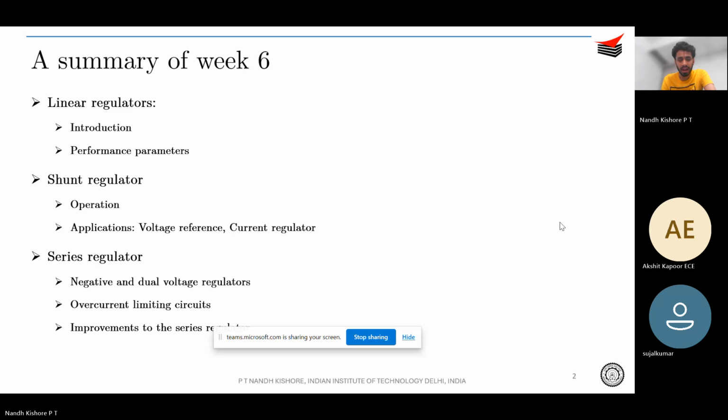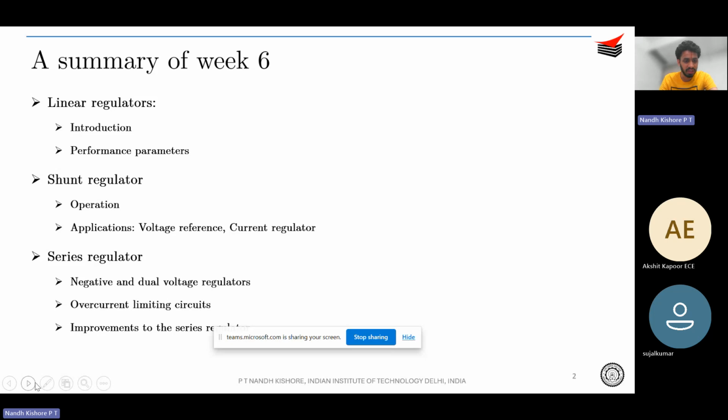In addition to that, you also went through how to do overcurrent limiting using the conventional circuit, as well as the foldback limiting circuit. And you also saw some improvements to the series regulator, which can help you achieve better regulation. Before we go through the problem solving session, I'll quickly recapitulate whatever was taught in the sessions, which will provide the basis for solving problems.